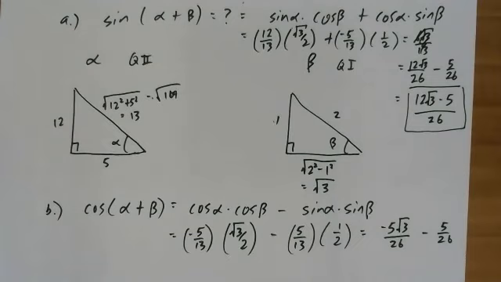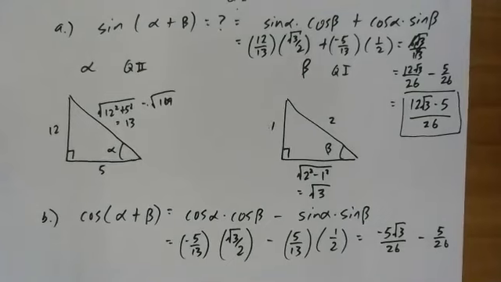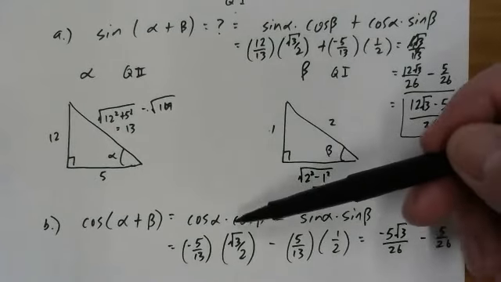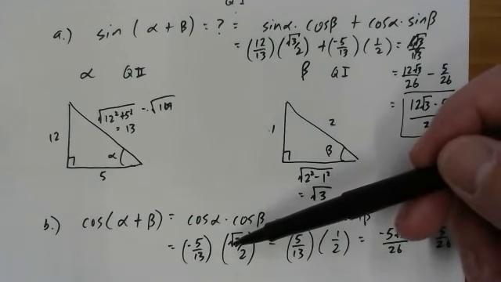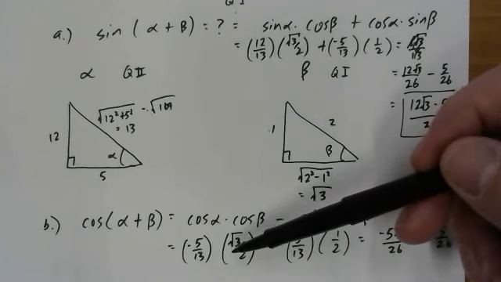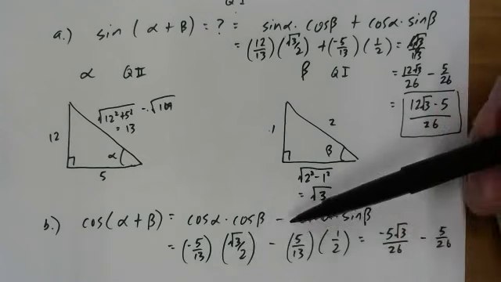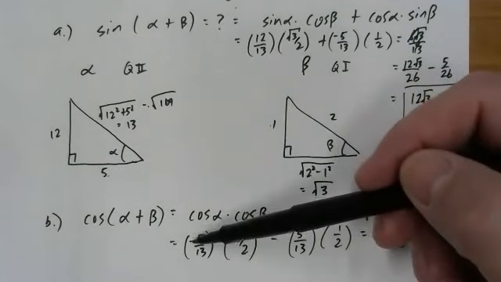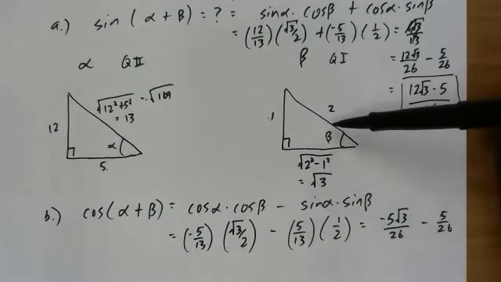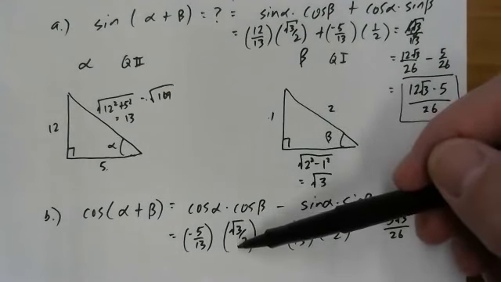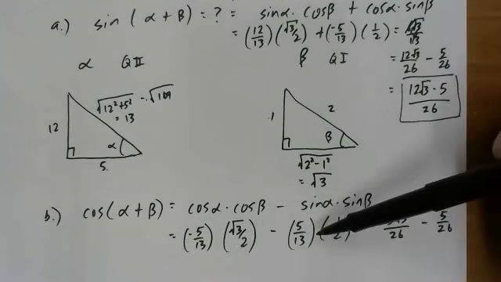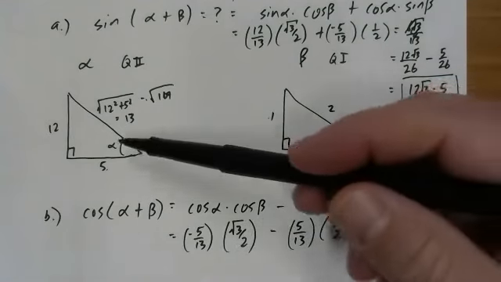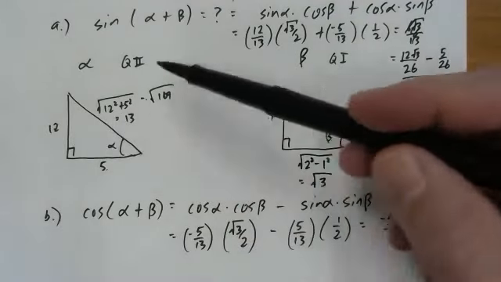Although the good thing is I have the answers here. And it looks like my answer is not correct. So let me go see where I made a mistake. That's why I have the answers here. Let me make sure my formula is correct. So if you did a problem like this and your answer was incorrect, you would go back and try to figure out what you could have done wrong. So cosine of alpha, so CAH, 5 over 13 negative, cosine of beta, square root of 3 over 2, that looks correct. Sine of alpha, see, here's my mistake. Sine is 12 over 13.